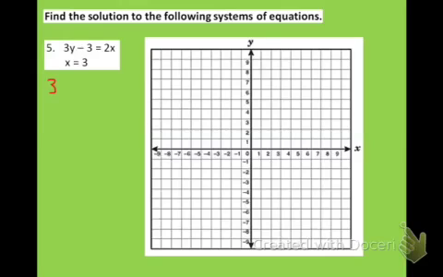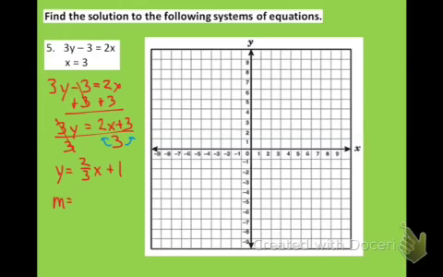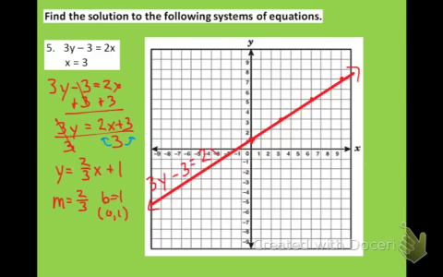So the last one here, you're going to solve your equation for y equals. You should end up with y equals 2/3 x plus 1, so your slope is 2/3, your y-intercept is 1. And you're going to go ahead and graph that, making sure you label.